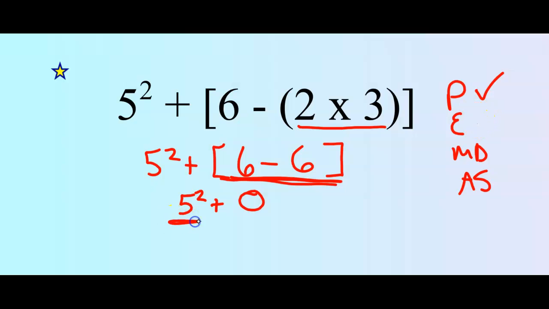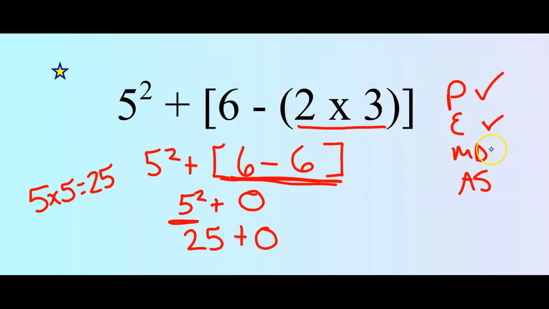So I do have exponents. I have 5 squared, and 5 squared is 5 times 5. So when I solve that, I get 25. So I have 25 plus 0. Exponents done. There is no multiplication division. The only thing that's left is the adding. There's no subtracting. So 25 plus 0 is 25, and that is our final answer.